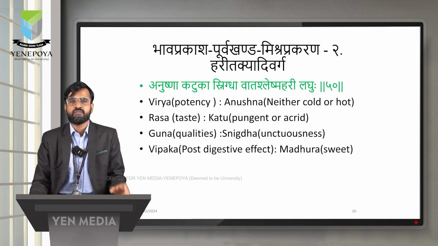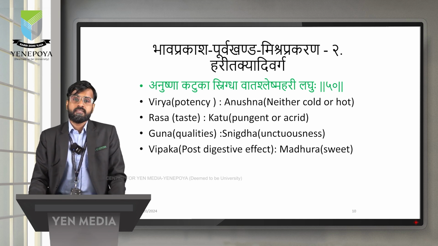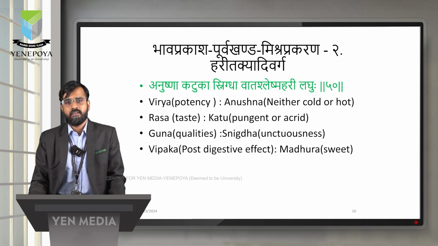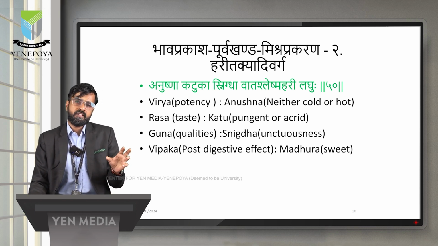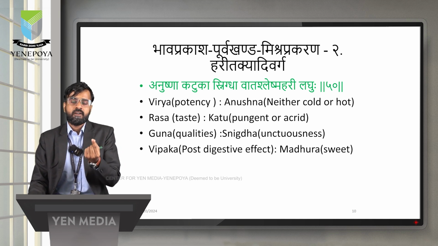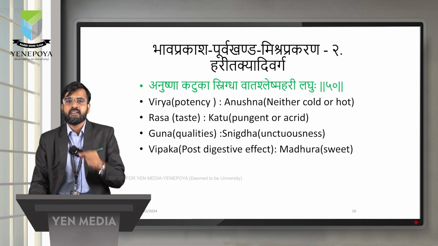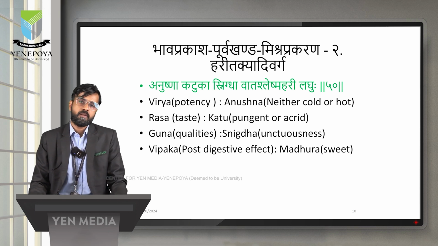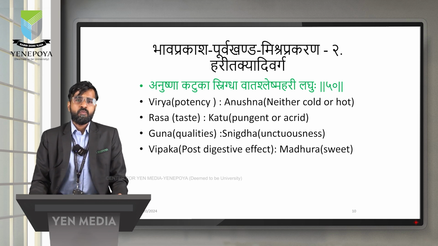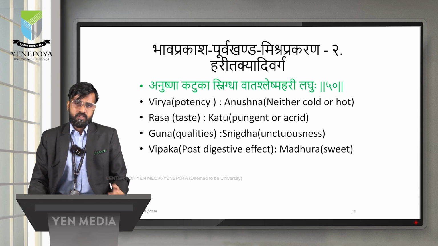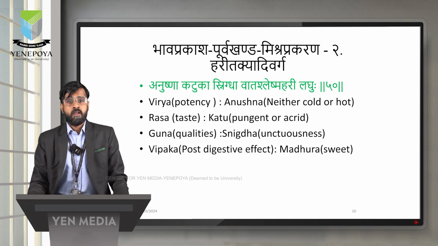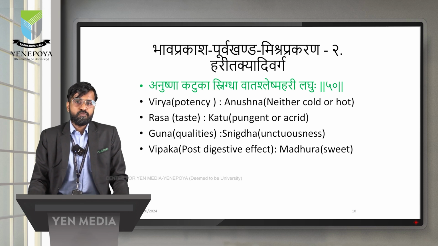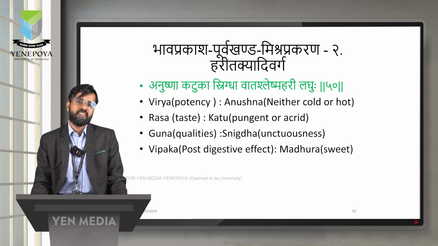Coming to the quality of the Pippali, that is Guna, it is having Snigdha Bhava, unctuous in nature. So morphologically also, you see the shininess, and if you observe the ripened fruit, there is a Snigdha or unctuous appearance you can find. Okay. So when it is in contact with your digestive fire, the post digestive effect, it's Vipaka, it is something sweet in nature.